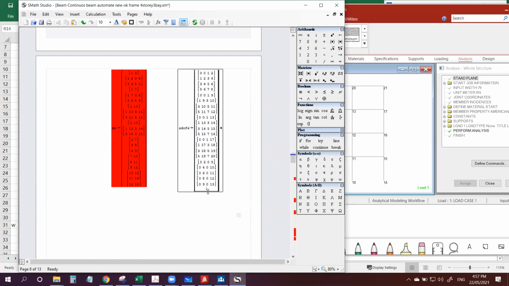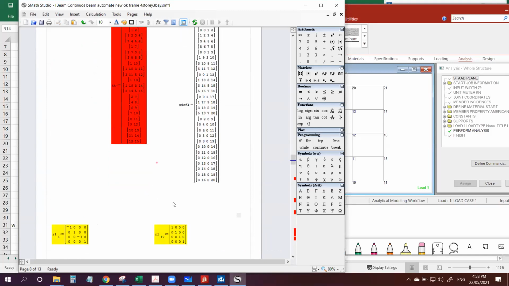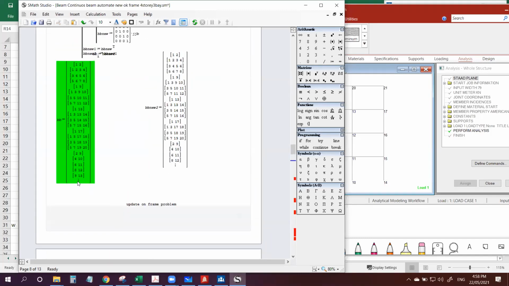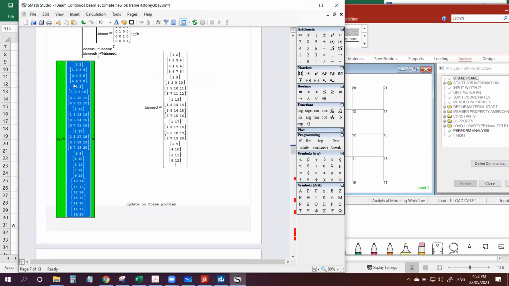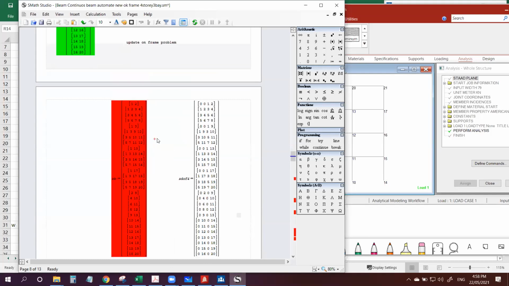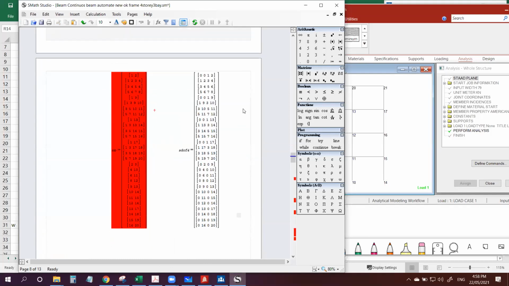So 0 0 1 2 here. Okay, I'll copy this first. Copy this, then paste here. There. Then I need to verify here.